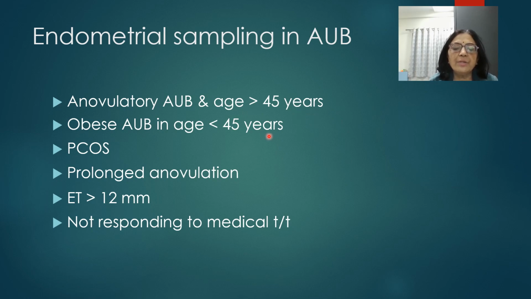Less than 45 years, whenever a patient has a high risk factor for carcinoma endometrium, then one should proceed with endometrial sampling, such as obesity, a PCOS patient, prolonged anovulation, history suggestive of that, or duration of anovulation is prolonged, or whenever the endometrial thickness is more than 12 millimeters, then also one should do the endometrial sampling to rule out endometrial hyperplasia or malignancy. Any AUB patient not responding to medical treatment is an indication to do the endometrial sampling.